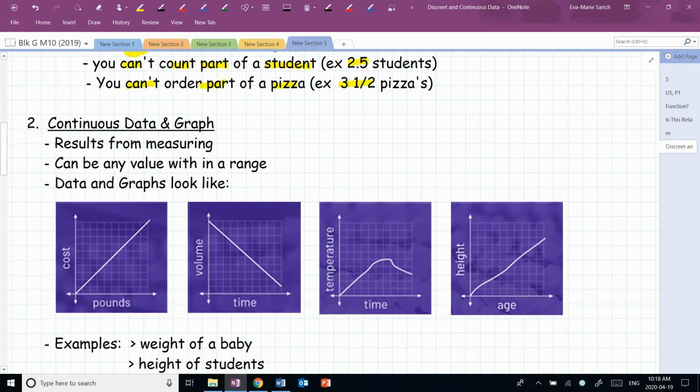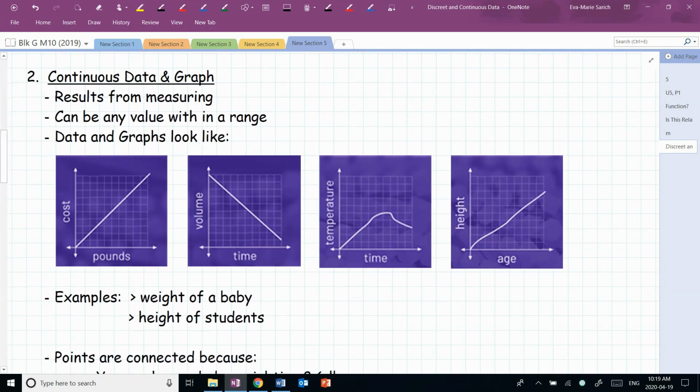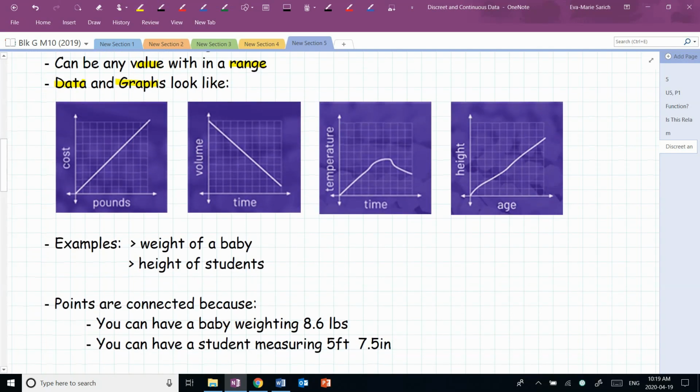Let's move on to the second type, which is continuous data, or the graphs that come from continuous data. These usually result from measuring something, not from counting. And that means the values have a range, and often it's an infinite set of range. So the data on a graph will look more like the examples here.